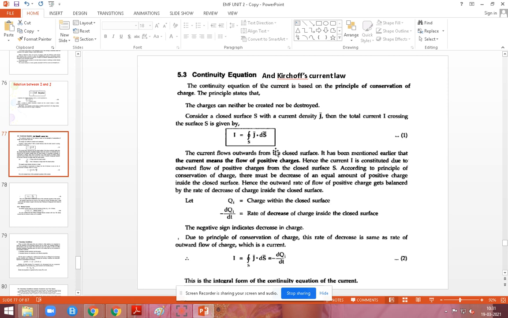Here, according to the principle of conservation of charge, the decrease in the amount of positive charges crossing the closed surface will be equal to the rate of decrease of charge inside the closed surface. The outward flow and the rate of decrease of charge available inside the closed surface will be equal to one another.